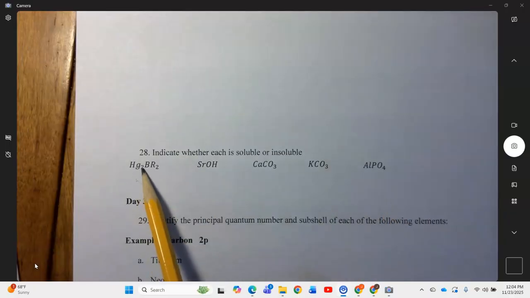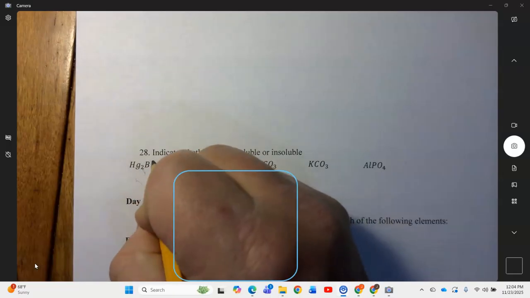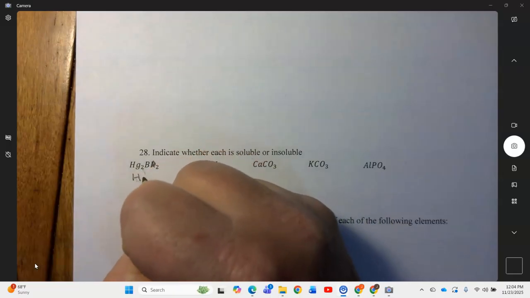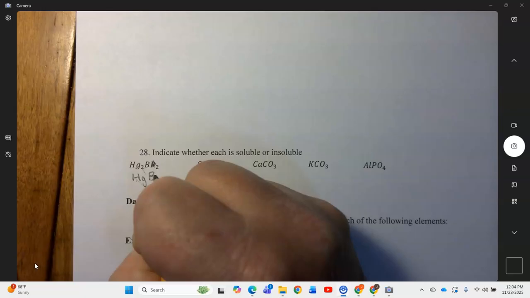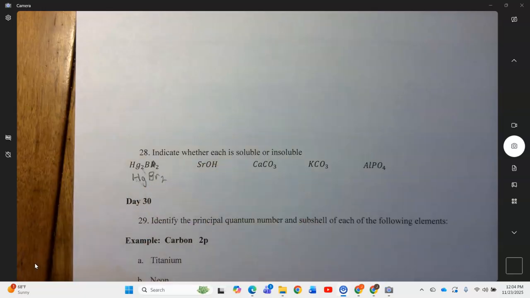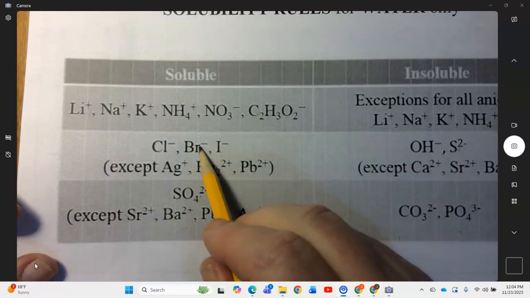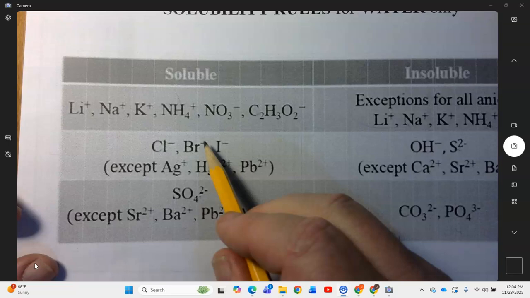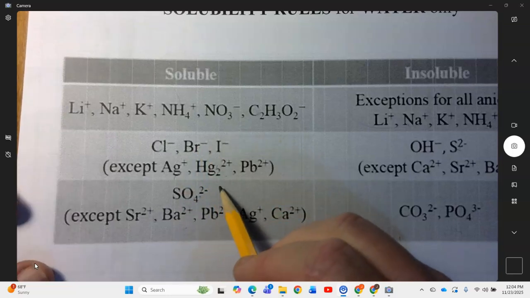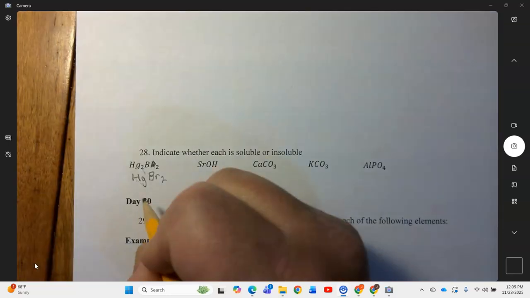So it's silver, and this should be a small br. I never corrected that from the original assignment. So we'll write it like that. Silver bromide. Okay, so you come over here and there's silver and there's bromine. So this is going to be soluble with anything except these 3, and silver is one of those. So that's insoluble.